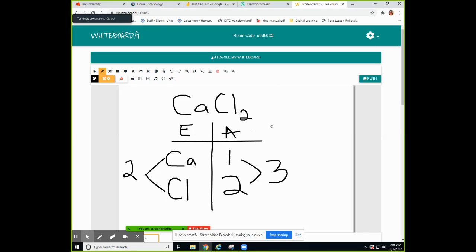Does that make sense? So our elements are our ingredients. It's what makes up the compound. And then our atoms are how much of those ingredients we need. So for calcium chloride, we need 1 atom of calcium and 2 atoms of chlorine.